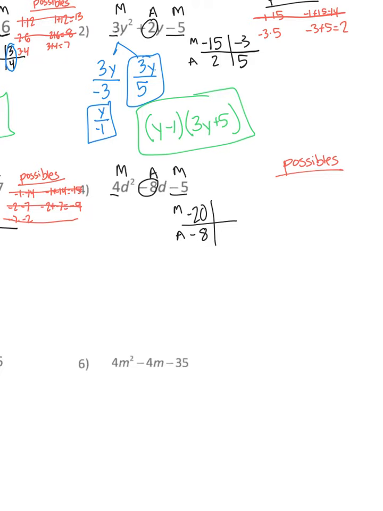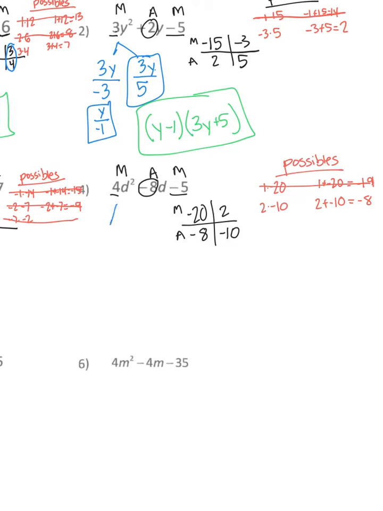So that means if I did 1 times 20, my 20 would be negative. The bigger number is negative. That gives me a negative 19. So that's not quite what I want. Let's try the next one. 2 times negative 10. 2 plus negative 10 gives me negative 8. So that is my answer here, 2 and negative 10.